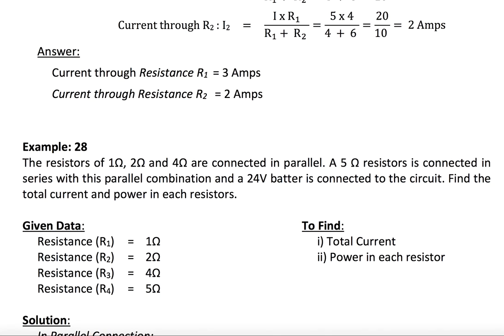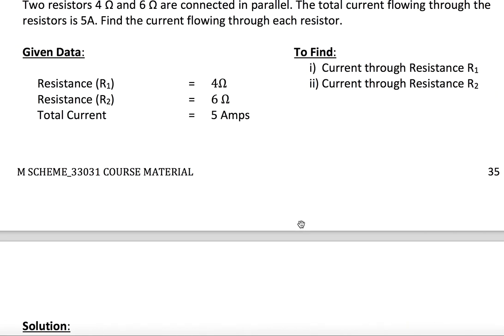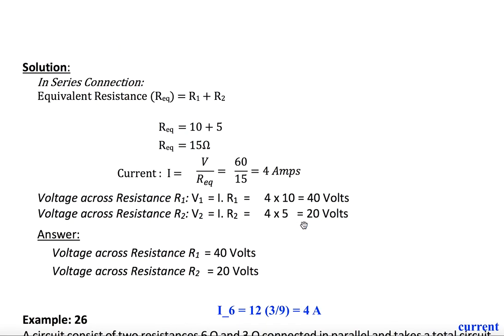Three resistors. Resistors of 1 ohm, 2 ohm, 4 ohm are connected in parallel. A 5 ohm resistor is connected in series with the parallel combination, and a 24 volts battery is connected to the circuit. Find the total current and the power in each resistor.